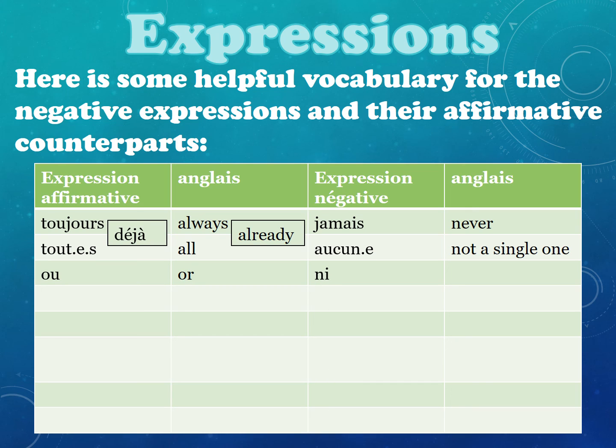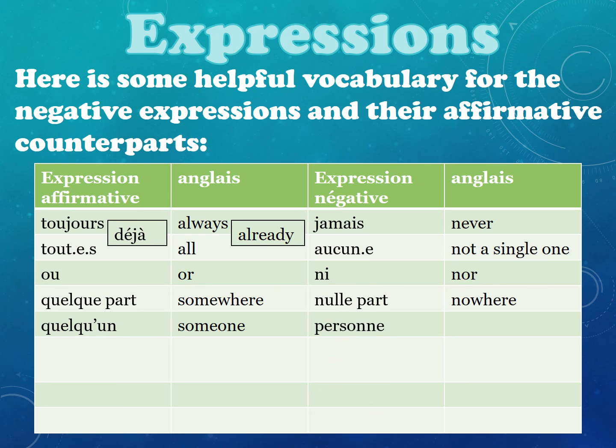Ou, meaning or, ni, meaning nor. And do remember that you should be seeing ni more than once in your sentence because it goes before each option, where ou only goes between options. Quelque part means somewhere. Nulle part, nowhere. Quelqu'un, someone. Personne, no one. Encore, still. Also, toujours can mean still. So notice there are two definitions of toujours. It can mean always or it can mean still.